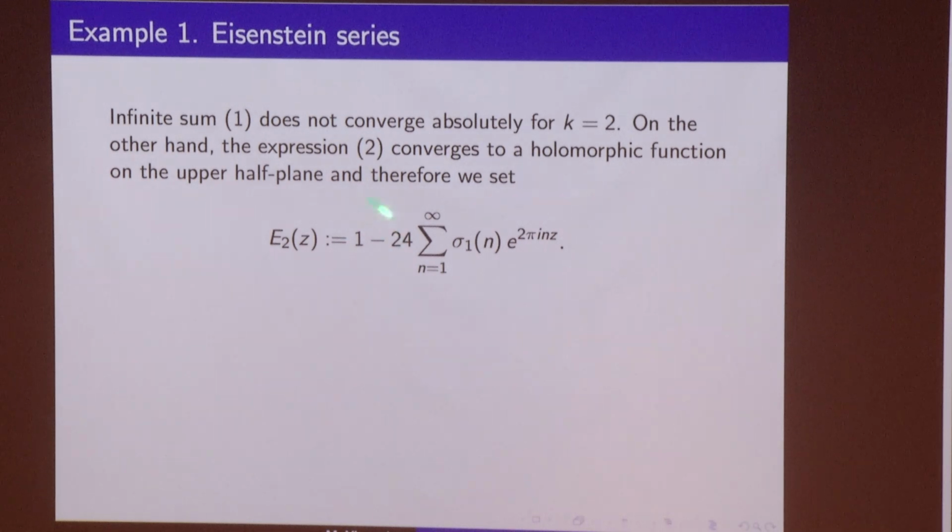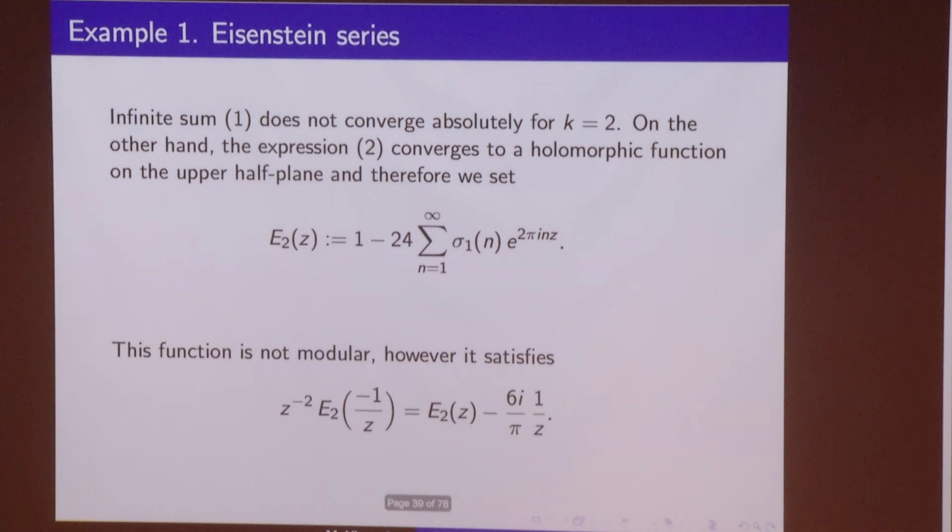So somehow this definition with the double sum does not work so nicely. However, we can just take the same rule for the Fourier expansion, simply replacing this sum of divisors to the power k minus 1. So here k minus 1 will be just 1. And so this function will not be modular anymore. However, it will be almost modular. So it will satisfy such a transformation rule. And so this Eisenstein series E2 is a quasi-modular form.